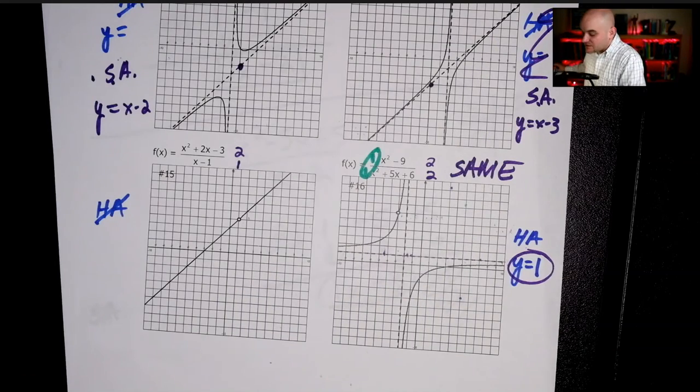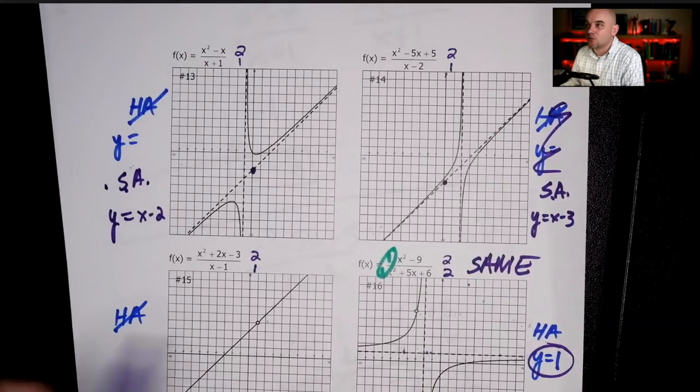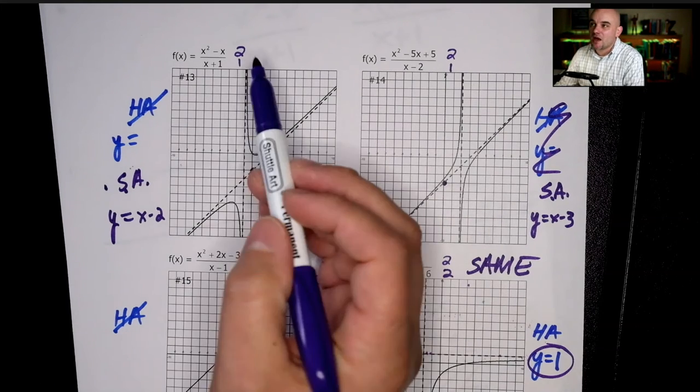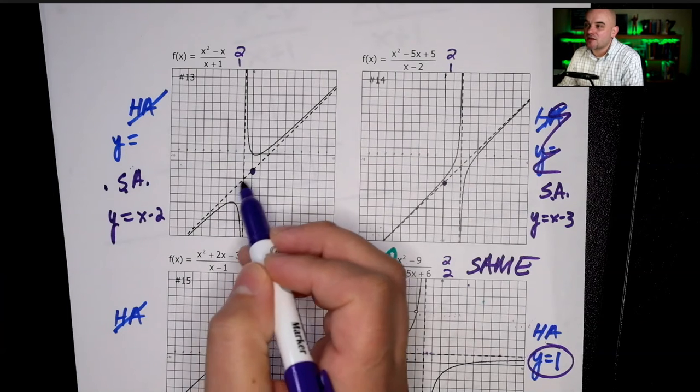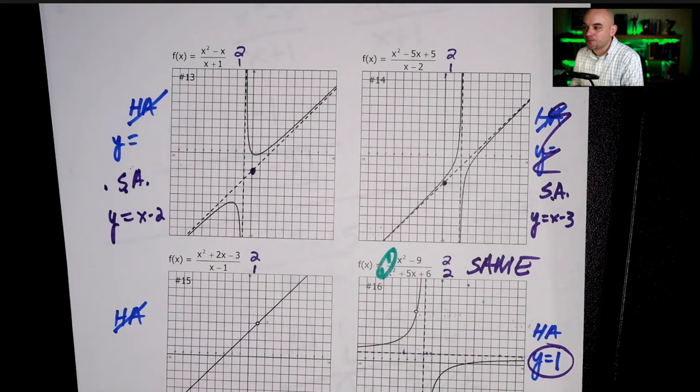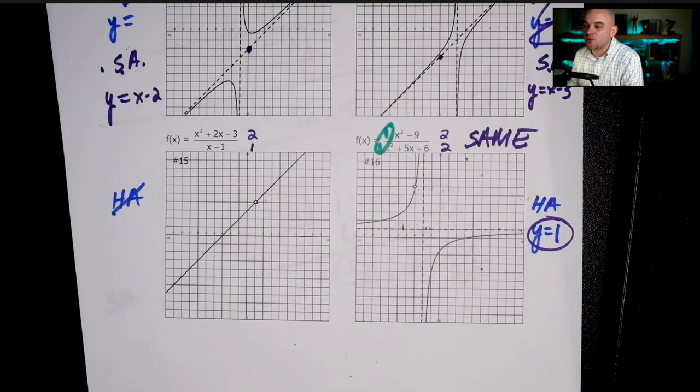Now with slant asymptotes, we don't have a nice easy rule that we can follow to come up with the equation of that slant asymptote. We actually have to do the division part, throw away the remainder, and what's left over is that slant asymptote. Now, I want to caution you on something here. Sometimes we don't get a slant asymptote.